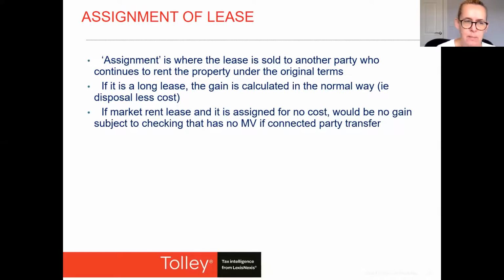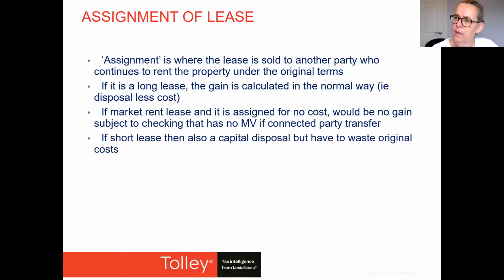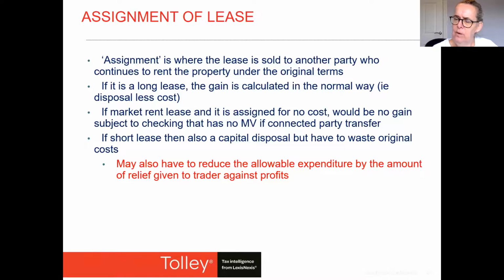it's a market rent lease and there's no premium, then there would be no gain because you've got no capital cost. And that would still apply even if it was a connected party transfer. If it's a short lease, so a lease of 50 years or less, then you would still have a capital disposal, but you have to waste the original cost. So any premium that you have paid basically reduces over time. In Schedule 8 of TCGA 1992, there is a wasting table because property does not waste on a linear basis. It's quite slow to start off with and then it accelerates. So depending on the length of the lease, there is a formula as to how you can work out what the allowable expenditure is.